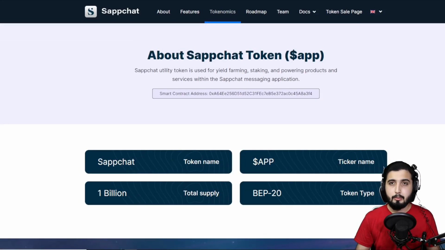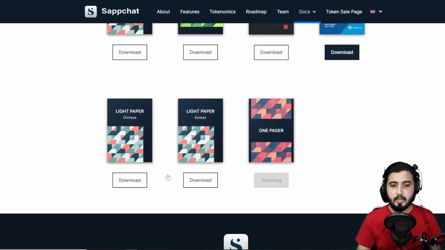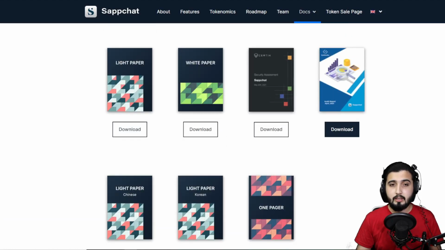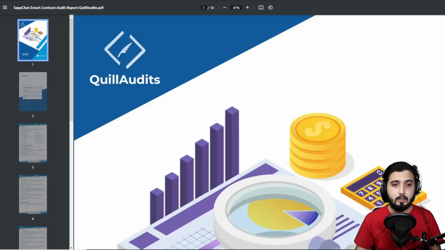They have their white paper in different languages, and they also have the light paper in their documents right here. So it's in different languages too, so you can read about that. Their white paper is basically 45 pages long, so it's completely and highly comprehensive and elaborate. So make sure that you give it some time.